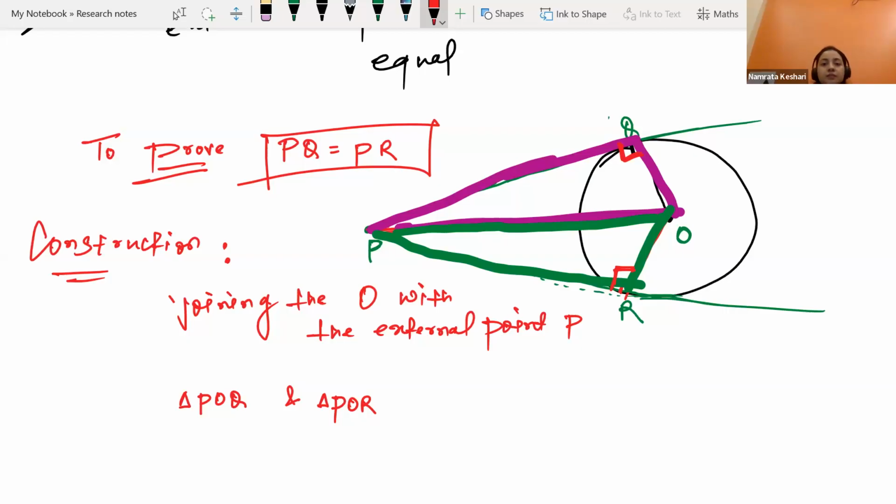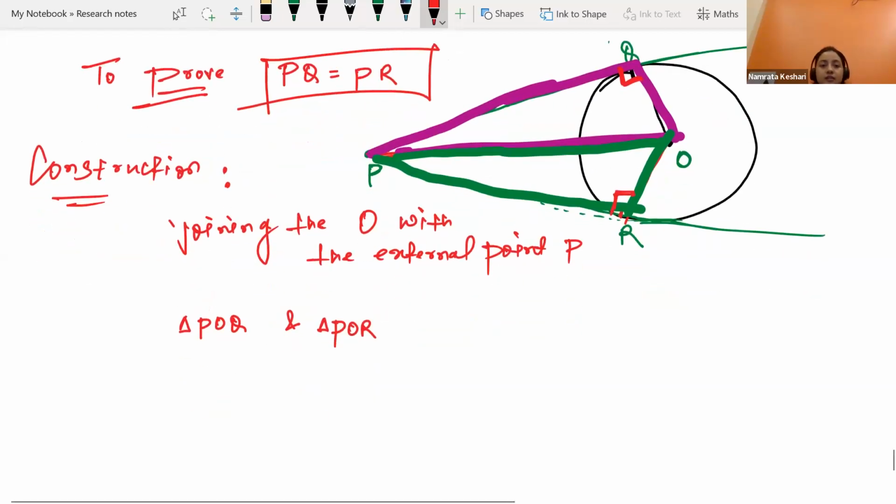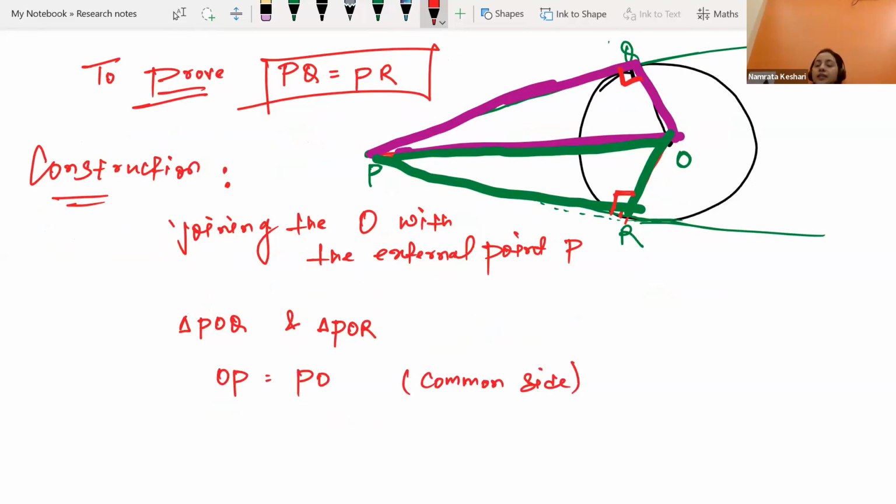Yeah, perfect. So let's take it. We know there is a common side PO in both the triangles. There is a 90 degree angle in this triangle and there is a 90 degree angle in that triangle. So we'll write angle PQO is equal to angle PRO, right angle.